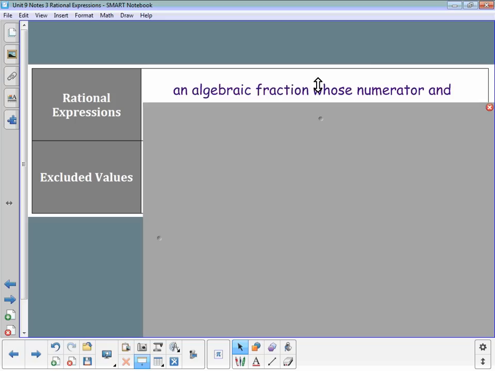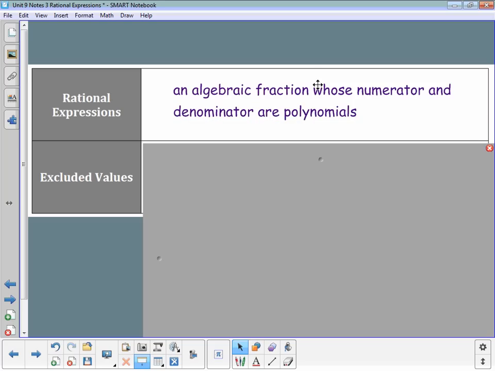A rational expression is an algebraic fraction whose numerator and denominator are polynomials. For example, we'd have something that looks maybe like x over y. Both of those things have variables in them, which makes them polynomials.